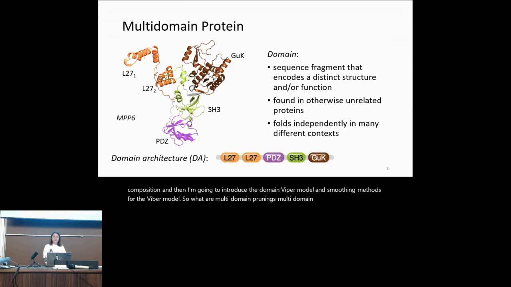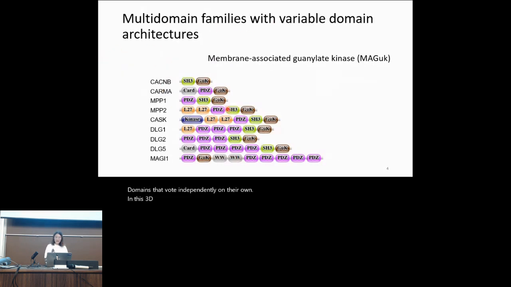Multi-domain proteins are mosaics of structural or functional elements called domains, and domains are sequence fragments that encode a distinct structure and/or function. The domains are found in otherwise unrelated proteins, and they fold independently in many different contexts. For example, in this MPP6 protein, there are 5 domains that fold independently on their own, in this 3D visualization. And multi-domain families are encoded by genes that share common ancestry.